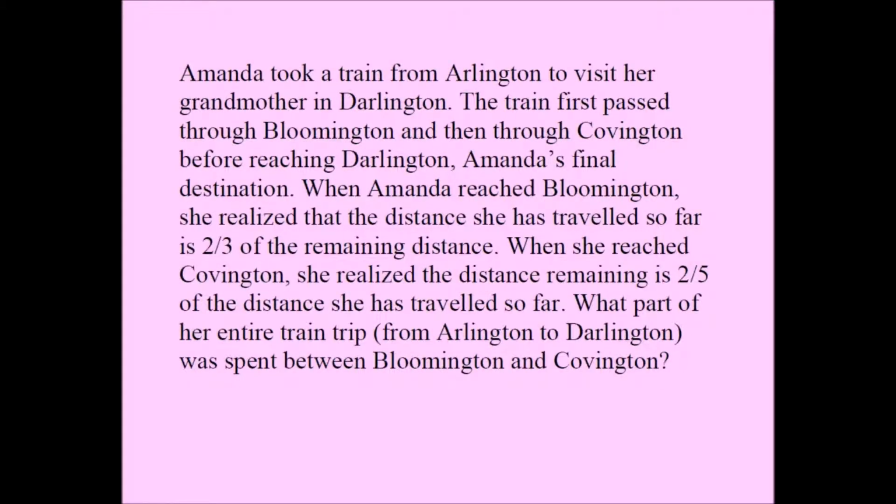Amanda took a train from Arlington to visit her grandmother in Darlington. The train passed through Bloomington and then through Covington before reaching Darlington, Amanda's final destination. When Amanda reached Bloomington, she realized that the distance she has traveled so far is two-thirds of the remaining distance. When she reached Covington, she realized the distance remaining is two-fifths of the distance she has traveled so far. What part of her entire trip from Arlington to Darlington was spent between Bloomington and Covington?